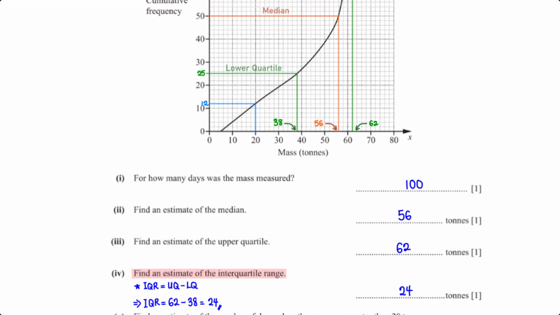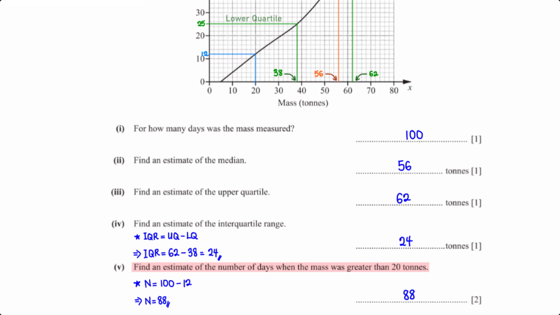Find an estimate of the interquartile range. The interquartile range is equal to the upper quartile minus the lower quartile. We've already found the upper quartile to be 62 tons. To get the lower quartile, we map 1/4 of 100, which is 25, on the graph. This gives us the lower quartile to be 38 tons. So 62 minus 38 gives us 24.